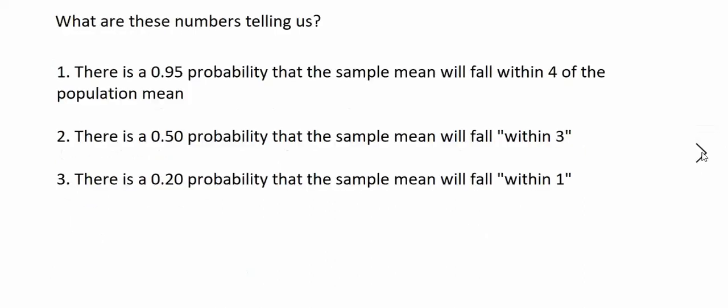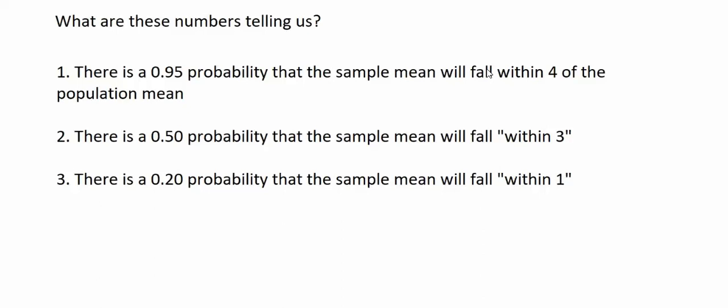Now, what are these numbers telling us? Well, the 95% margin of error was 4, and that's telling us that when I take my random sample, I have a 0.95 probability of getting a sample mean within 4 of the population mean.